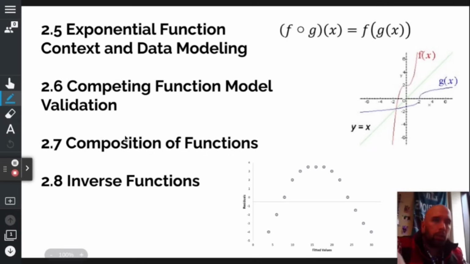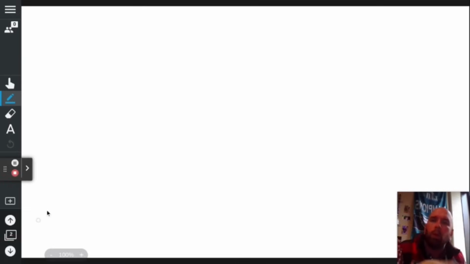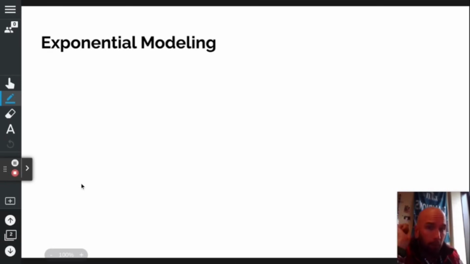What up? Today we're going to talk about 2.5 through 2.8, which has a lot to do with exponential stuff, has a lot to do with, as you can see, inverses. What is that? Some composites. Let's just get right into it. We're going to talk about exponential modeling first.